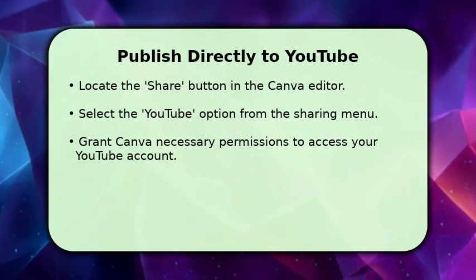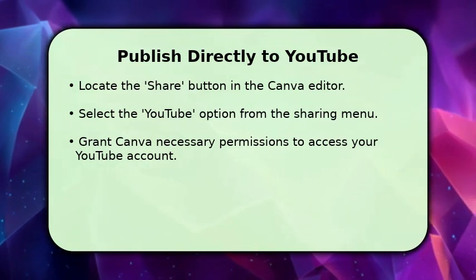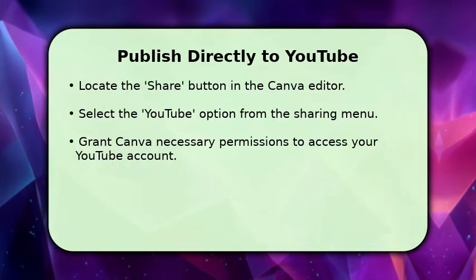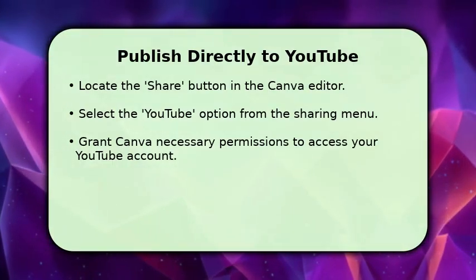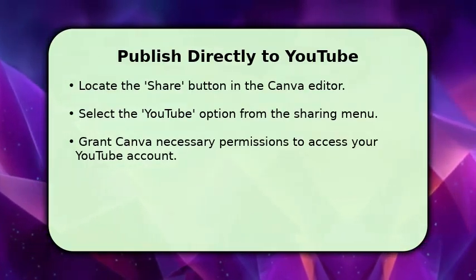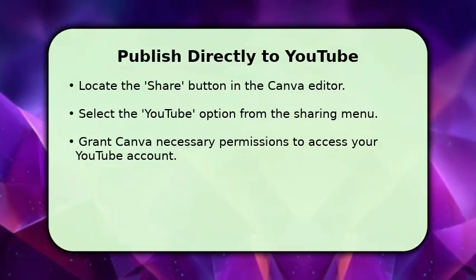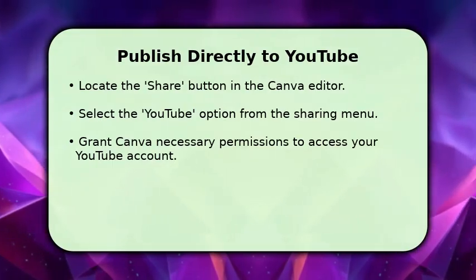Publishing your finished Canva design directly to YouTube is incredibly straightforward. Once your video is complete, simply locate the Share button in the top right corner of the editor. From the sharing options, select YouTube. You will then be prompted to grant Canva the necessary permissions to access your YouTube account. After connecting, you can add your video's title, description, and other details before publishing it directly to your channel.